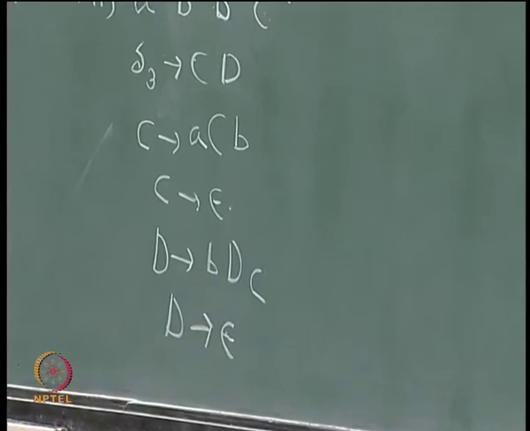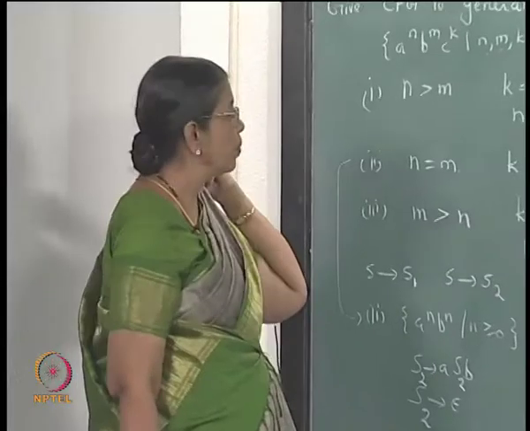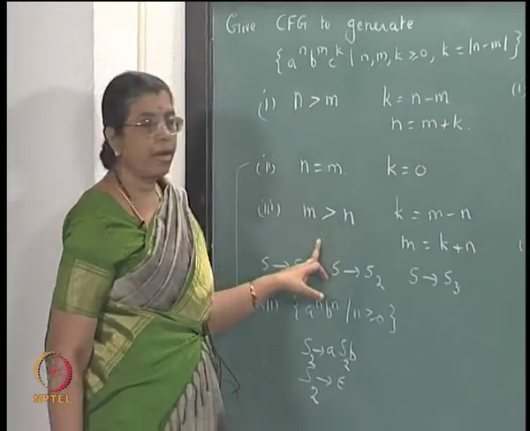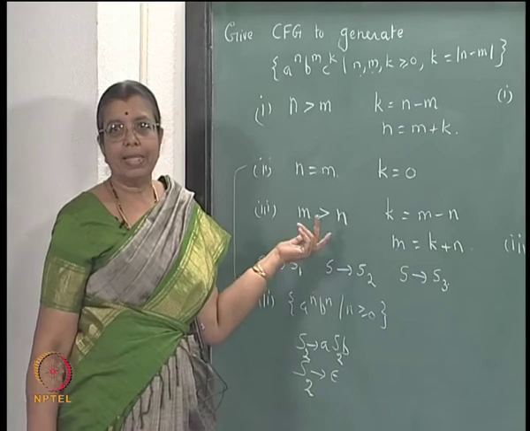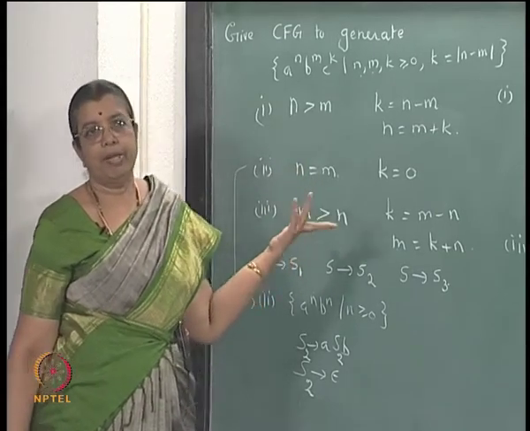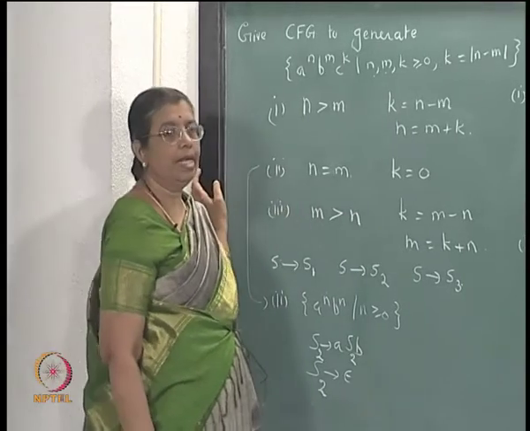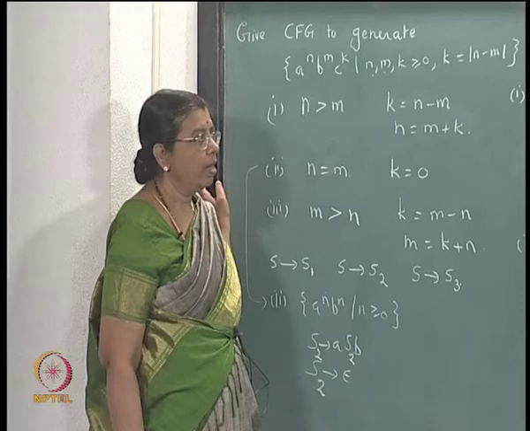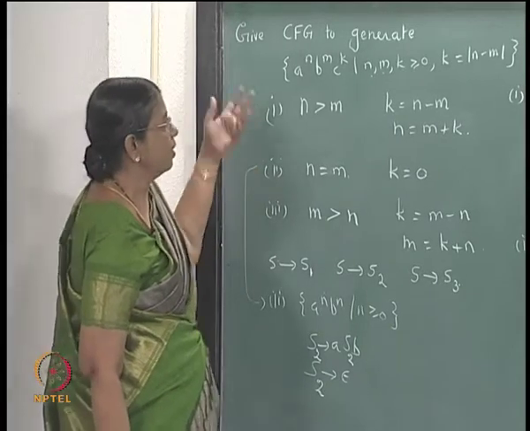Instead of splitting into 3 portions like this, you could have split it into n greater than or equal to m, m greater than or equal to n. In that case, some of them will be generated in both, like A power n, B power n will be generated in both portions. That does not matter, right. So this is the solution for this.